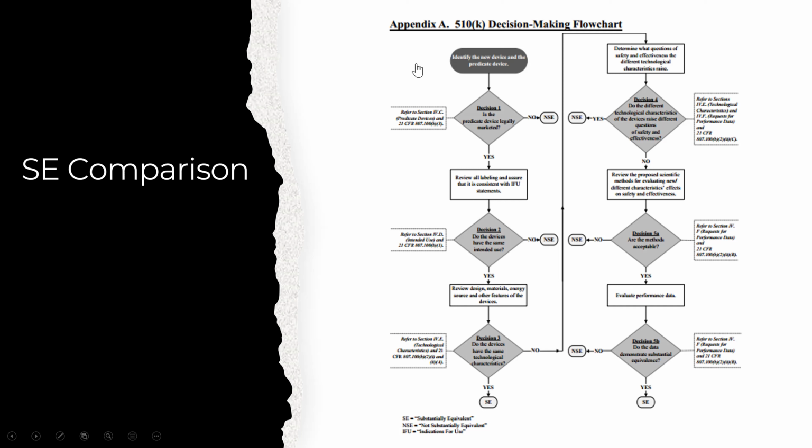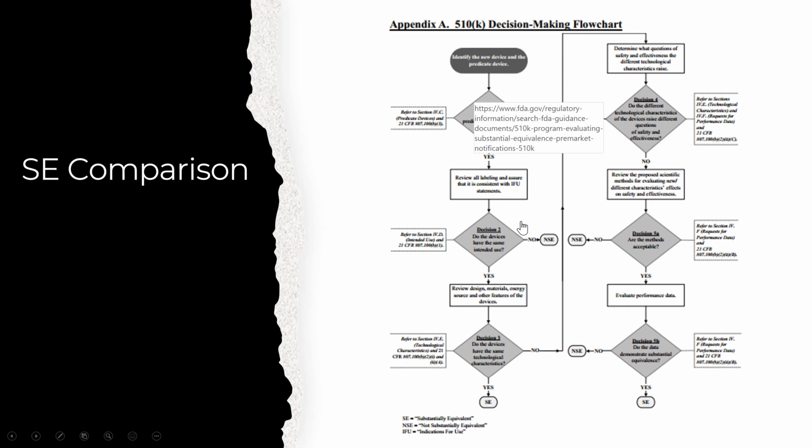But the 6 questions they're looking for: question 1, is the predicate a legally marketed device? If you pick a device that was removed from the market because of a recall, that's not legally marketed. It is possible that somebody was granted a 510K and then went out of business, and you could use that, but you need to talk to the FDA about it in a pre-sub.